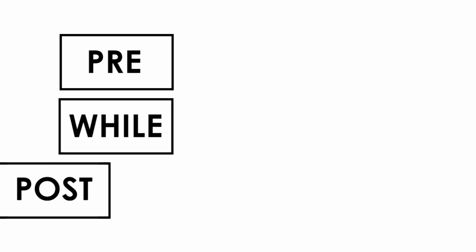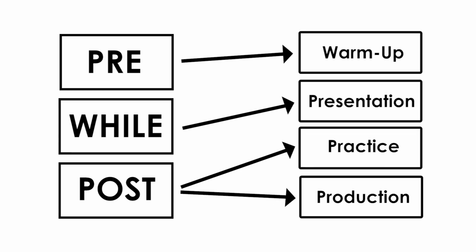And what we also need to know is that there are 3 stages in reading and writing. The first one is pre, and then while, and then post. So when we teach reading to our students, we need to consider the activities that we need to give in pre-reading, while reading, and post-reading activities.